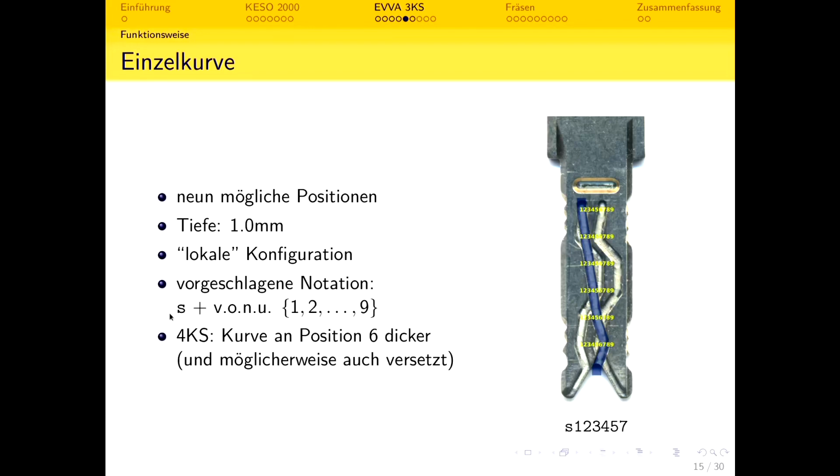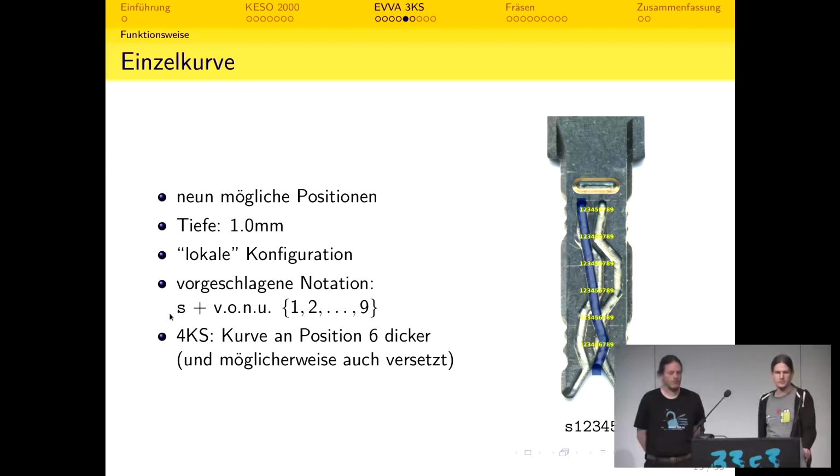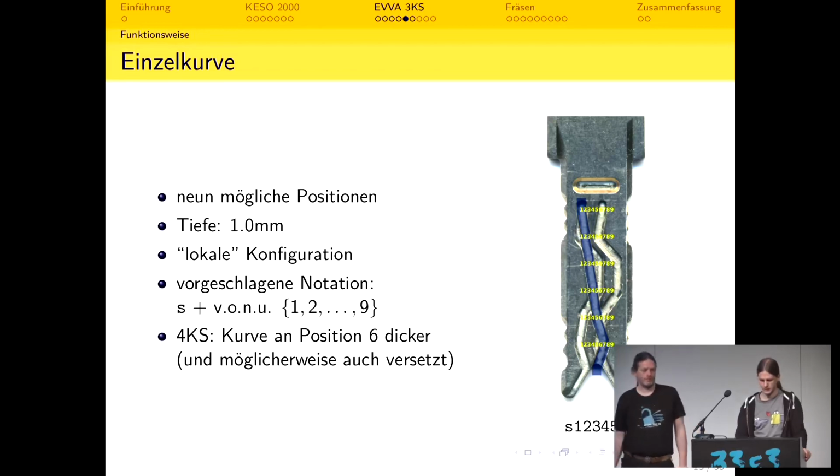The notation that we suggest here is S for single and then numbers 1 to 9. And 4KS differs in that a double curve is not thicker, but the curve at position 6. So the slider is simply thicker at this position. The pin is thicker, and if I want to insert an old key, I can't because the groove on the side is too narrow, so you can't insert the key all the way into the lock. It only goes in up to position 5. That's all there is.